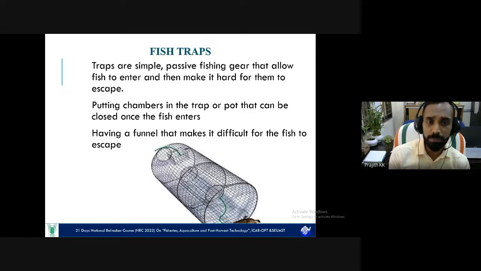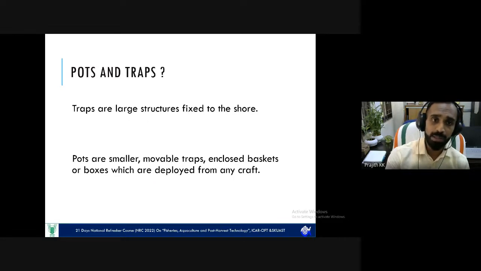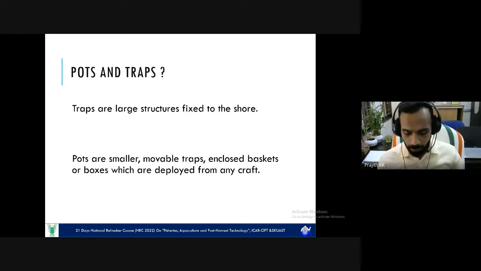This is made by means of putting some chambers or some division or something like that. So it has a funnel-like structure. This entrance is normally a funnel-like structure, so it makes the entrance easy and the outward movement difficult. If you go through any foreign or international journal, you can see the usage of terms like pots and traps.